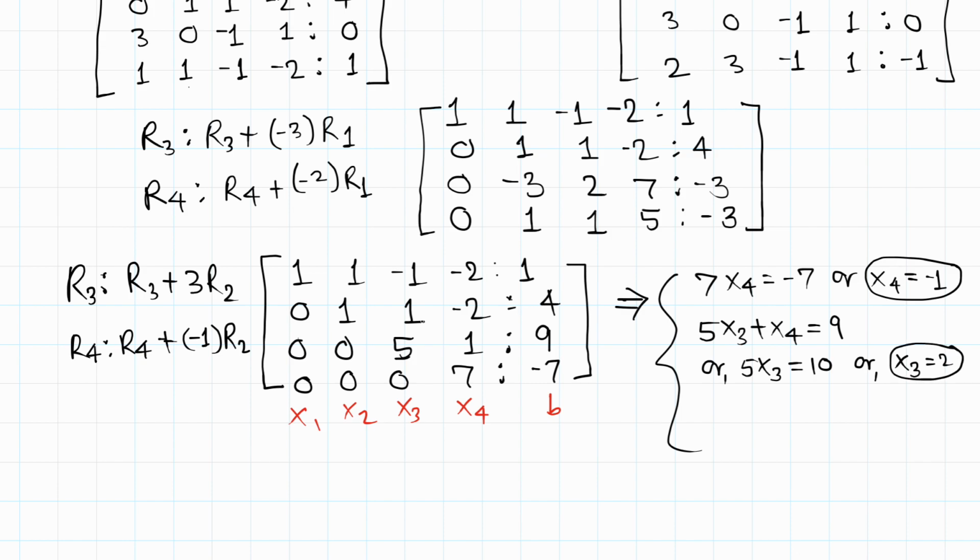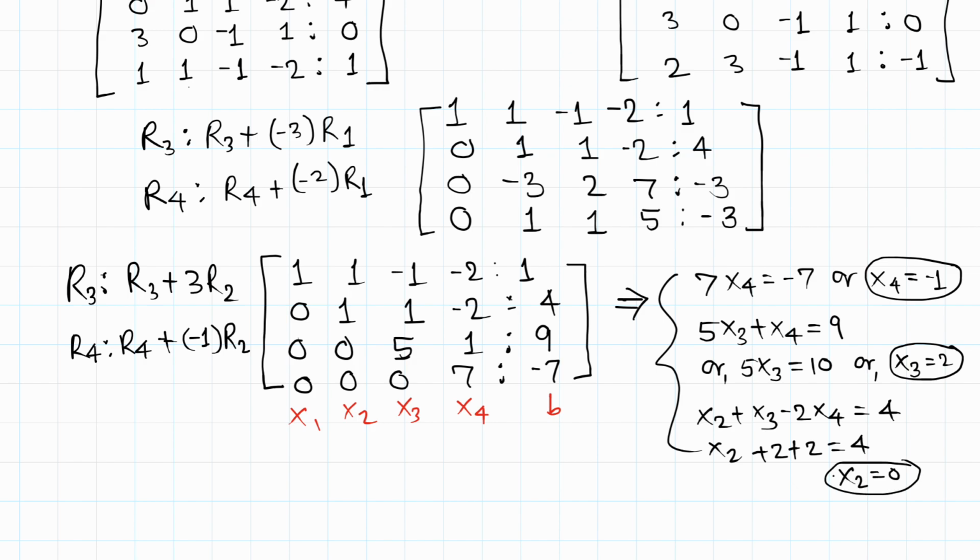Let's go to the second row. So 1x2 plus 1x3 minus 2x4 equals 4. x3 is found to be 2, plus 2, minus 2 times x4, which is negative 1. 2 times negative 1 is negative 2, and this is minus 2 plus 2, equals 4. This is plus 4. x2 plus 4 equals 4. Subtract 4 from both sides, we get x2 equals 0.